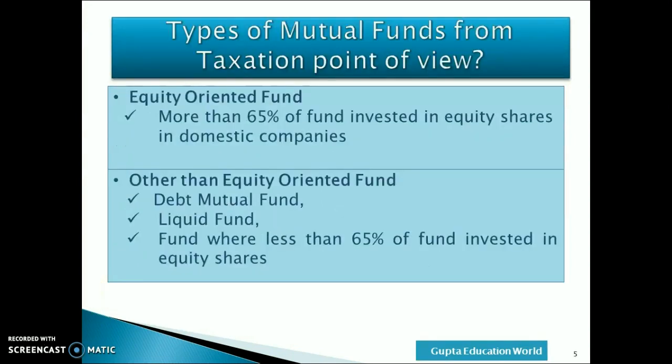Now comes the types of mutual funds from the taxation point of view. There are two types of mutual funds from the taxation point of view. One is equity oriented fund, where more than 65% of the fund is invested in equity shares of domestic companies. And the second one is other than equity oriented funds. For example, debt mutual fund, liquid fund, and funds where less than 65% of the fund is invested in equity shares.